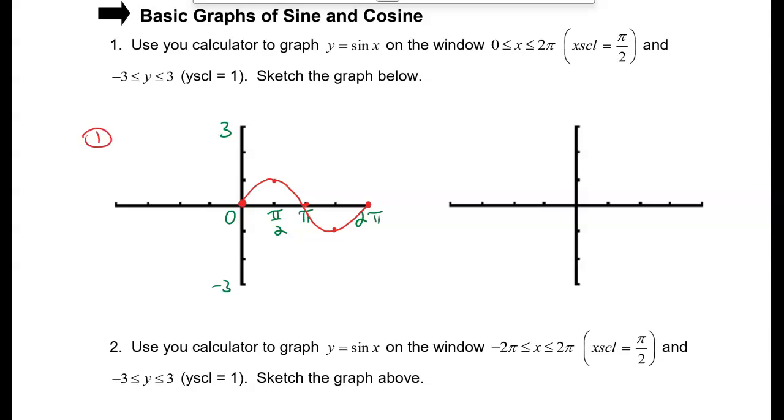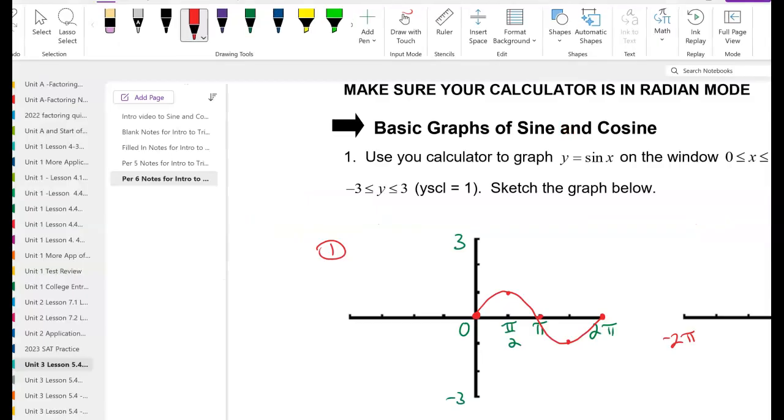Now look at number 2. On number 2, they say, hey, do the same thing, but just change your scale to -2 pi to 2 pi. So basically, is it saying, hey, can I go the opposite direction around my unit circle? Would you guys agree with me? Because can we go either positive or negative direction? Absolutely. So this would be over here at -2 pi. This would be at 2 pi. 0, put 3, -3.